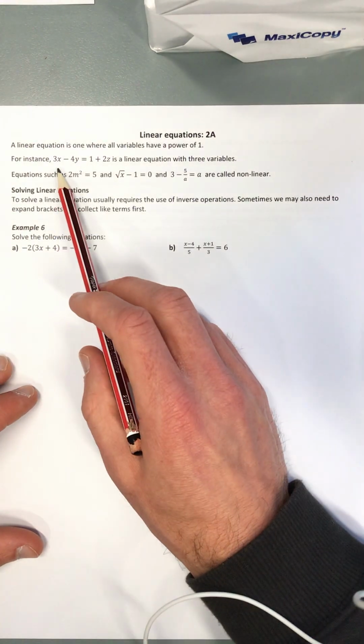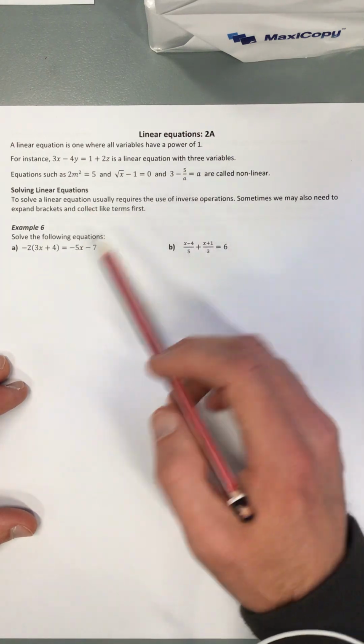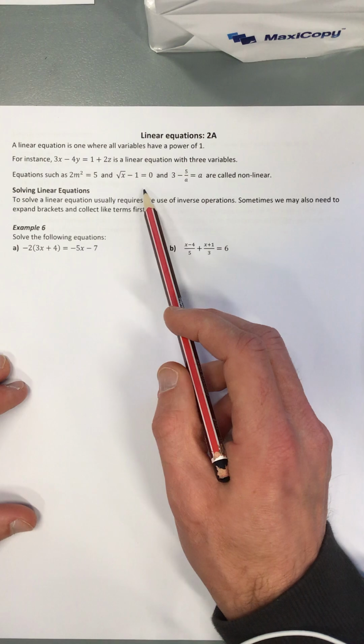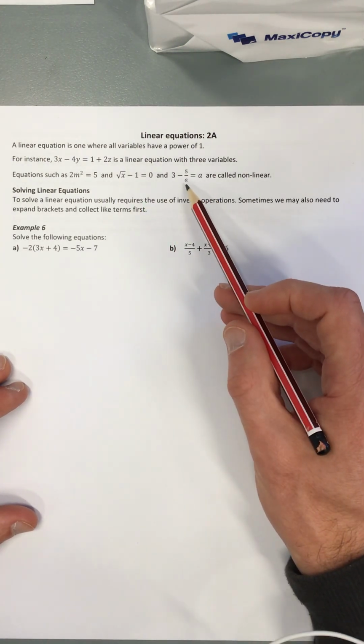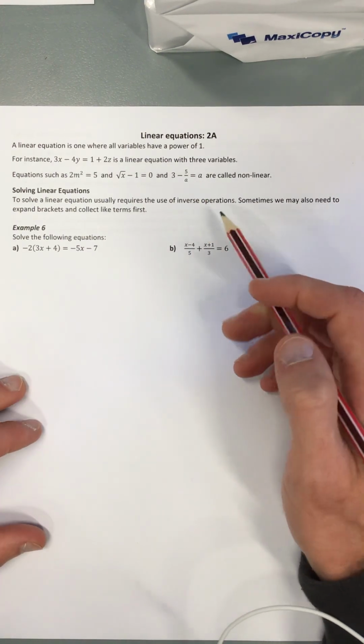So for example, 3x minus 4y equals 1 plus 2z is a linear equation with 3 variables. But something like 2m squared equals 5 or the square root of x minus 1 equals 0 is a non-linear function, or even something with 5 over a in it, because that variable really is 5a to the power of negative 1.